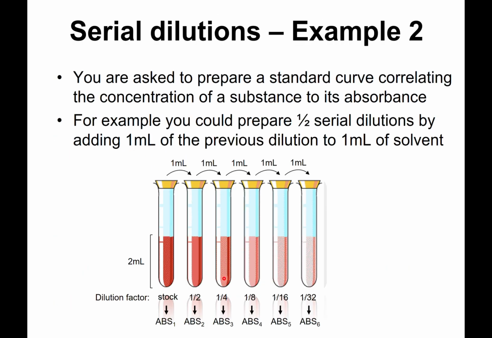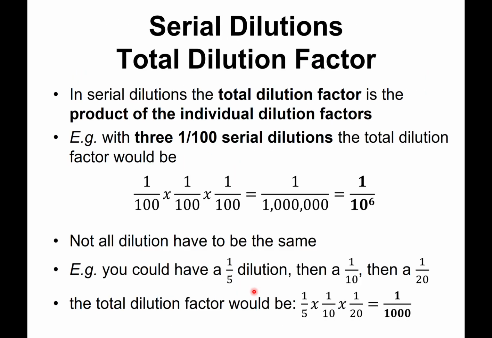So for example, here, the dilution factor at this point right here will be the product of the dilution factor of this step and this step. Each one of them is 1.5. 1.5 times 1.5 is 1/4. At this point, this is 1.5 of what was before. So 1.5 times 1.5 times 1.5 is 1/8. So the total dilution factor, if you go from the beginning to the end, will be the product of all the dilution factors of each step.